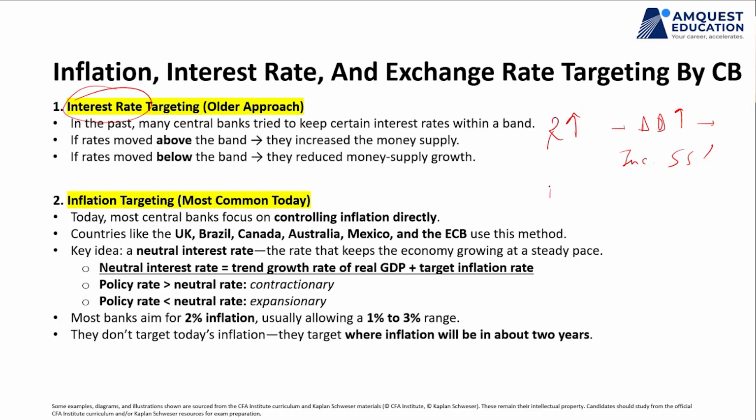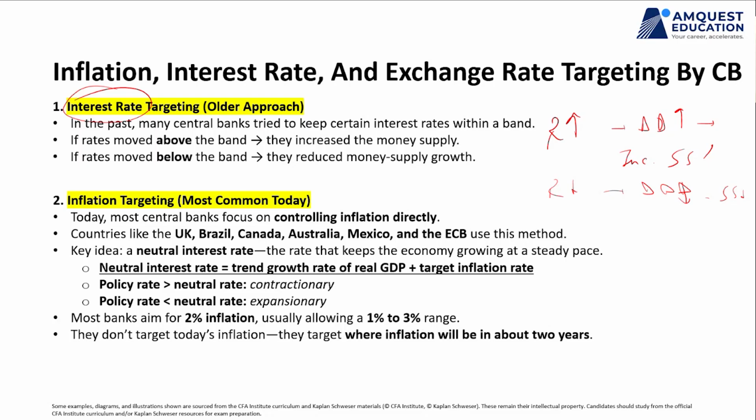If the rate goes below the band, that means demand has gone down. They'll say, okay, let's reduce the supply a little as well. Supply also will go down. Yeah, this is interest rate targeting. Now, inflation targeting. How do we do inflation targeting?